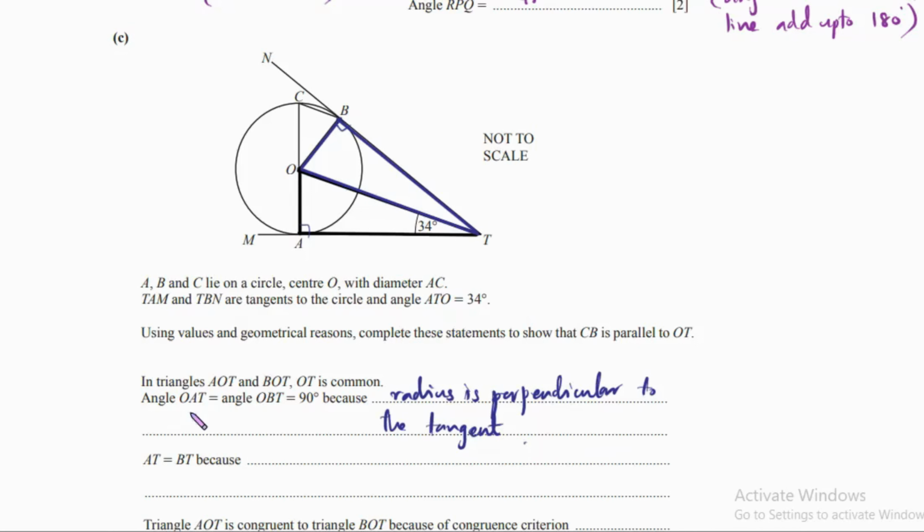The next one is AT, that is this side, is equal to BT. Now we need to write the reason for this. So this will be tangents from the same external point are equal in length.